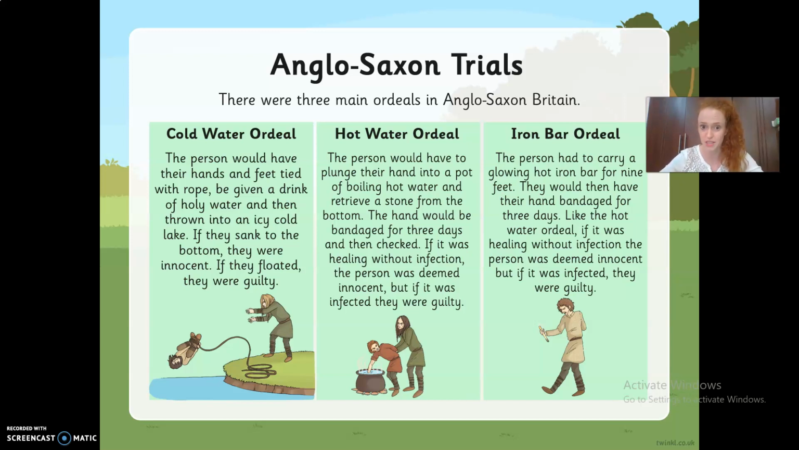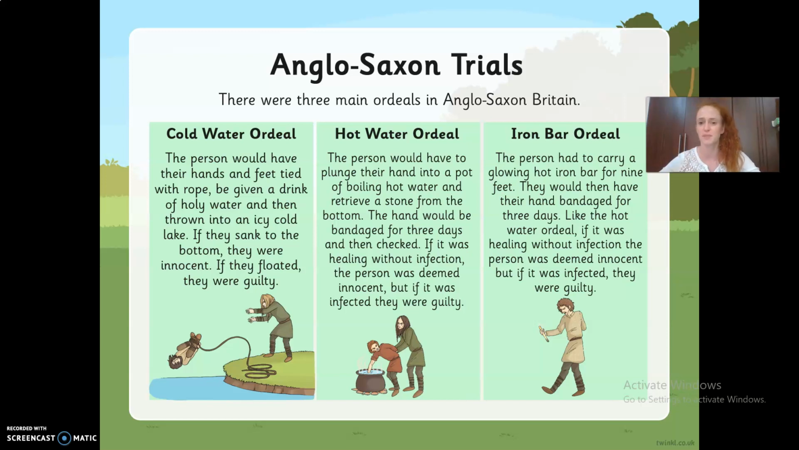Then the hot water ordeal, the person would have to plunge their hand into a pot of boiling hot water and retrieve a stone from the bottom. The hand would be bandaged for 3 days because it would be burnt, and then checked. If it was healing without infection, the person was deemed innocent, but if it was infected, they were guilty.